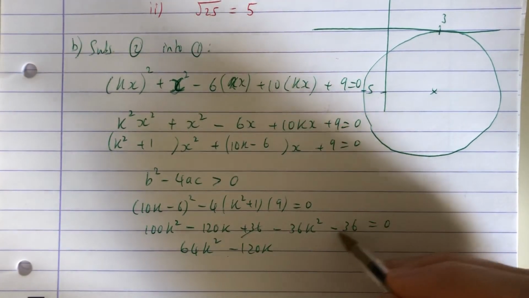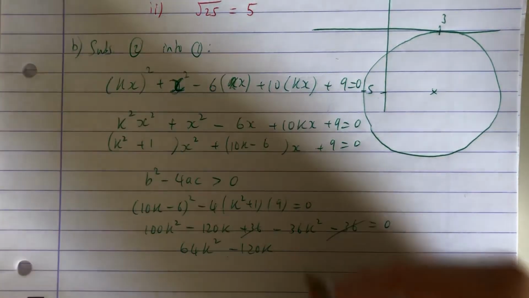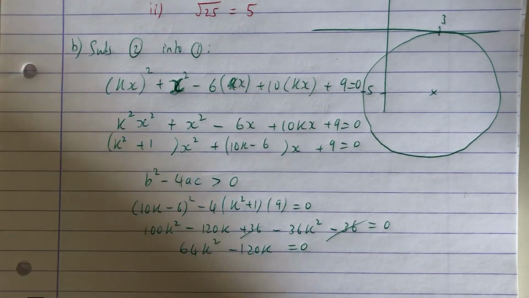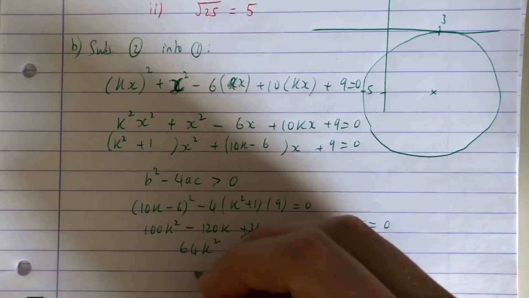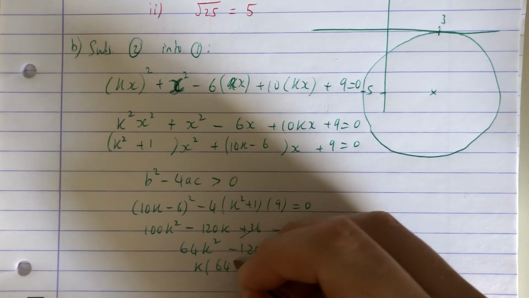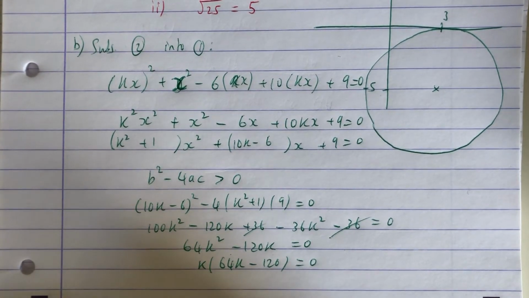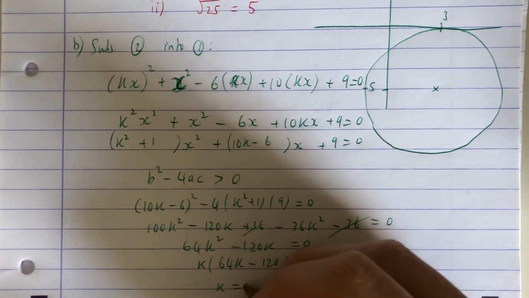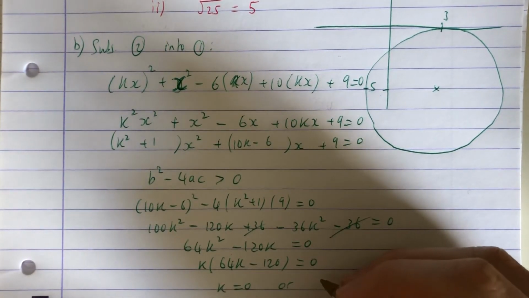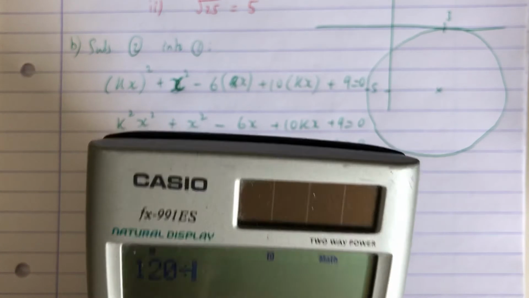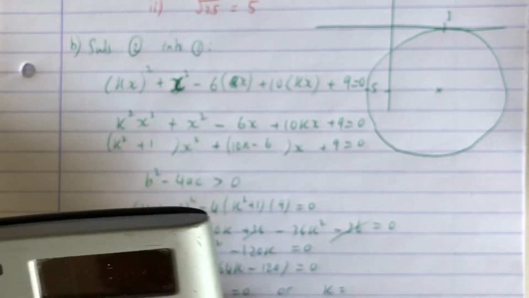Well, the 36's cancel, so that's just equal to 0. And then you can factorise, do the simple factorising, take a k out to give you two different answers. k is equal to 120 divided by 64, which is 15/8.